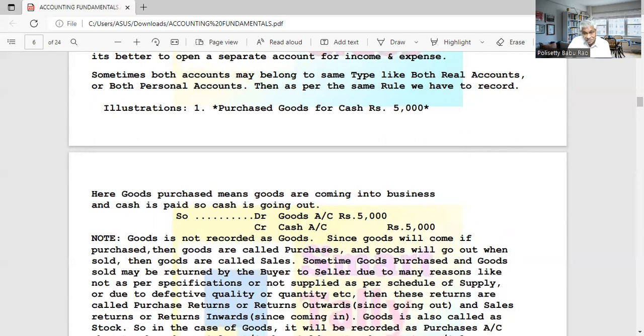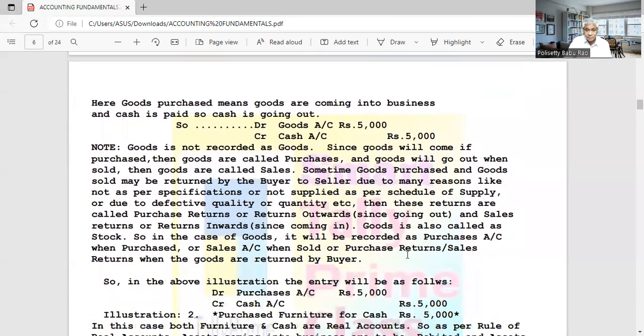In the case of sales returns, when the goods are sold, if they are returned, they are called sales returns. So the sales returns also are goods coming in. So purchases and sales returns are debit, goods coming in. Sales and purchase returns, in that case, goods will go out.